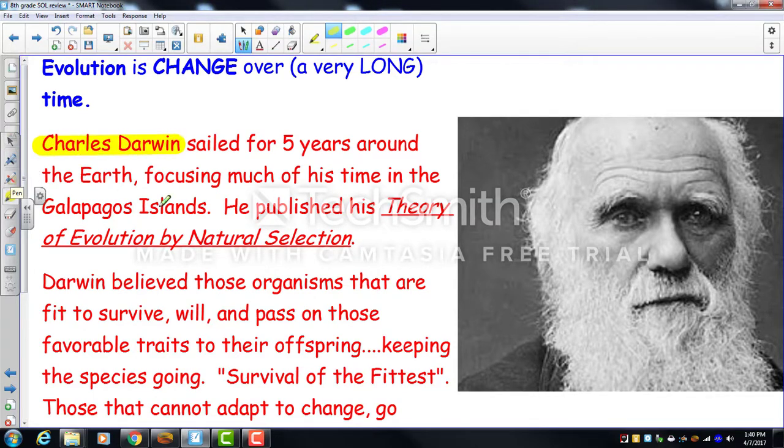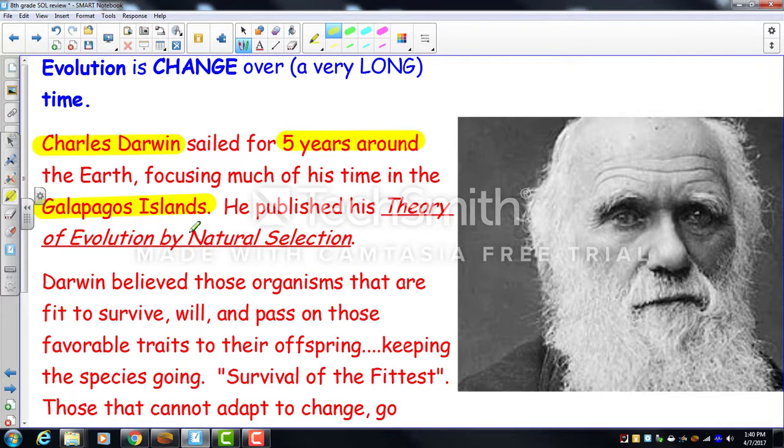Okay, and he started his journey as a very young man back in England, and he went aboard the HMS Beagle, that was the name of the ship, sailed for 5 years around the Earth, focusing much of his time on a little group of islands off of the coast of Ecuador in South America in the Pacific Ocean. And he spent a lot of his time noticing that on each island of the Galapagos Islands, there were so many different types of animals and different types of life that he did not see anywhere else on the planet.